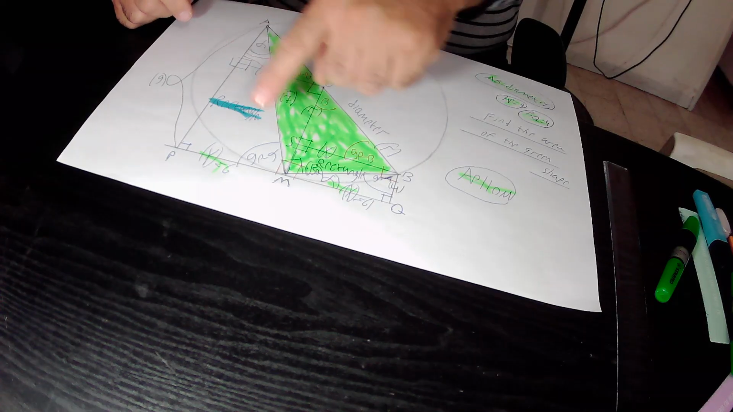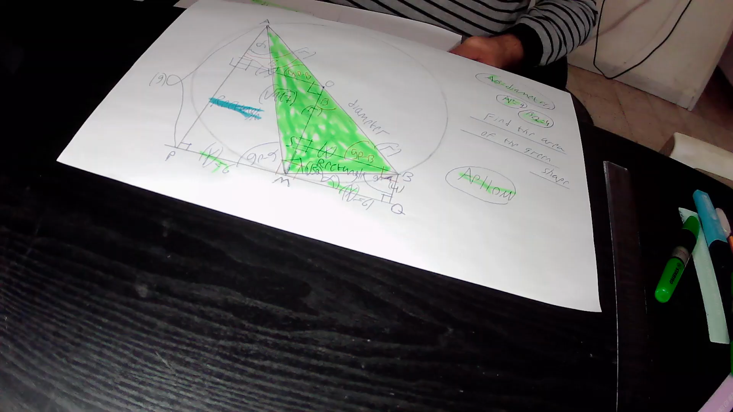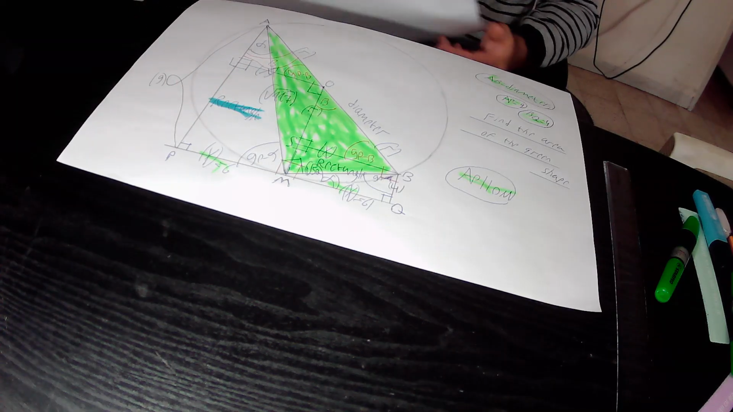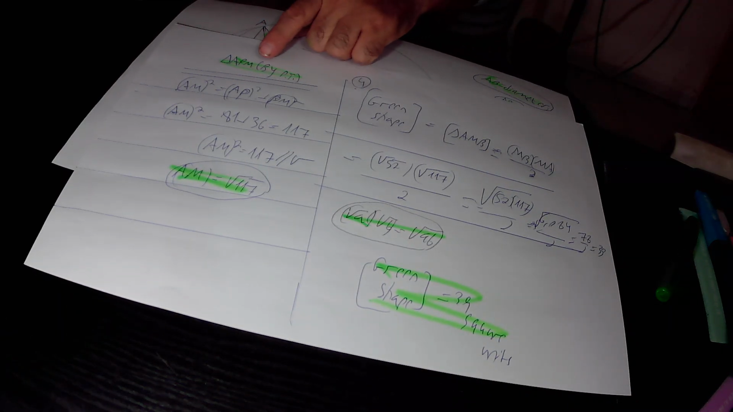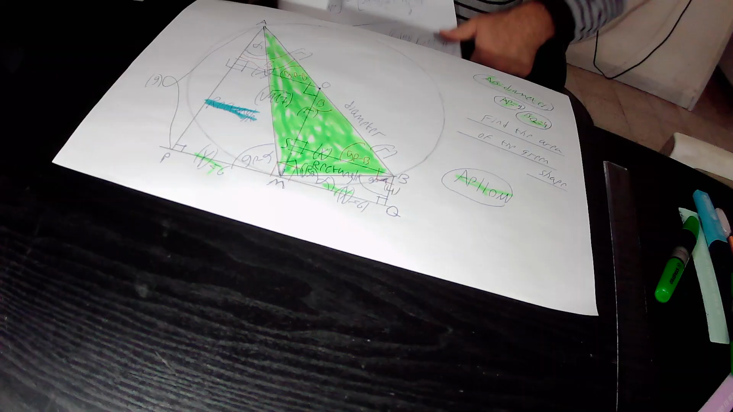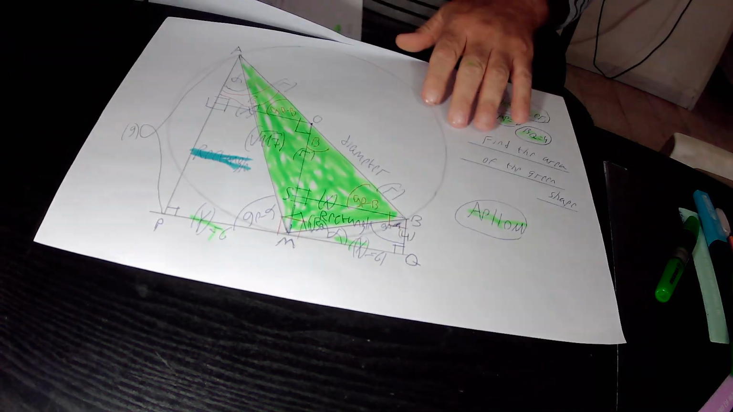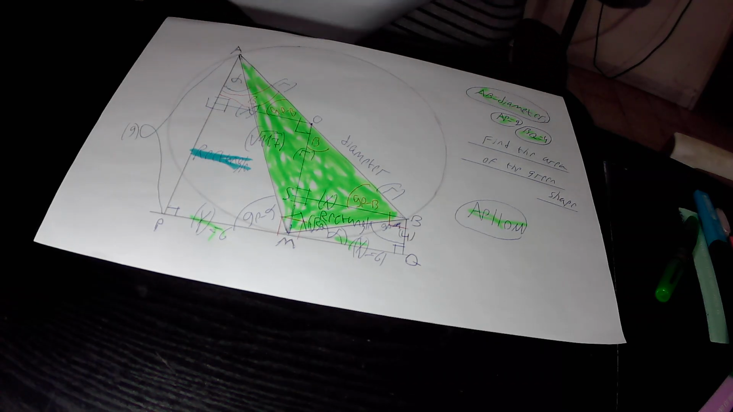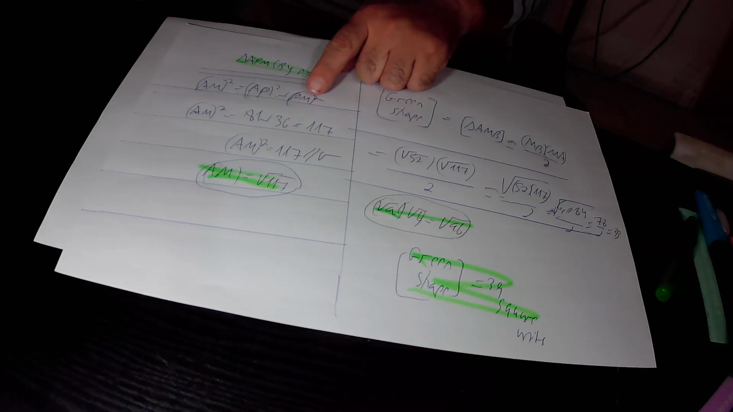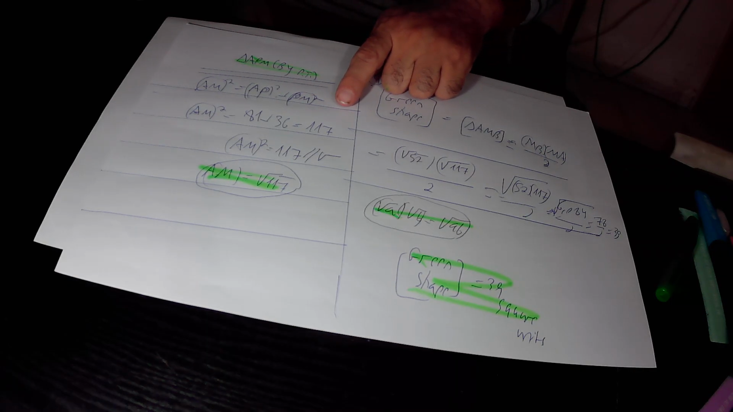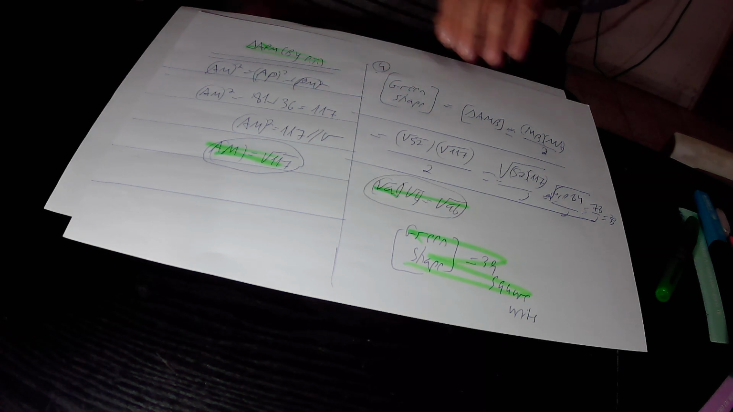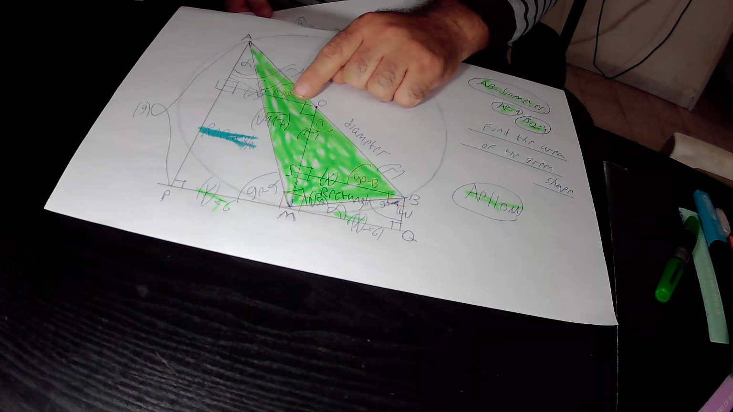In the next step, we apply the Pythagorean theorem on triangle APM. According to the Pythagorean theorem, in the right triangle AMP, AM squared, the square of the hypotenuse, equals AP squared plus PM squared. AM is the missing side, so AM squared equals AP squared. AP is 9, therefore AP squared is 9 squared, that is 81, plus PM squared. PM is 6, therefore PM squared is 6 squared, that is 36. So AM squared equals 81 plus 36, that is 117. Taking the root, AM equals the square root of 117 units in length.